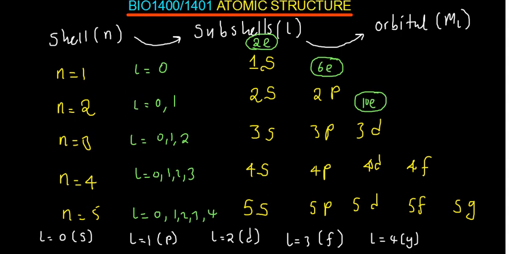You have 7 numbers between negative 3, negative 2, negative 1, 0, 1, 2, and 3. There are 7, meaning that an f orbital can have a maximum of 14 electrons since there are 7 orbitals. And when l is 4, how many orbitals do you have? You are going to have from negative 4 to positive 4. There are 9 of them, meaning that the maximum number of electrons that can occupy a g orbital is 18 electrons. Is this okay?